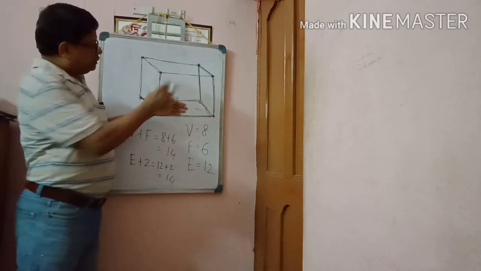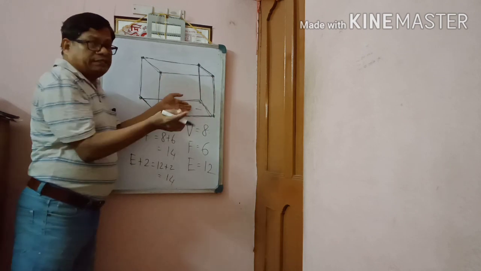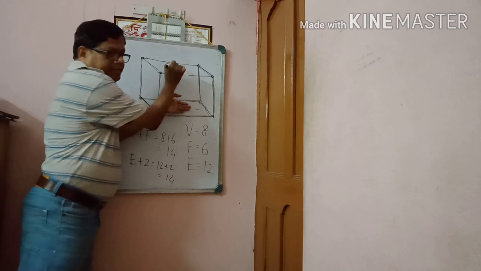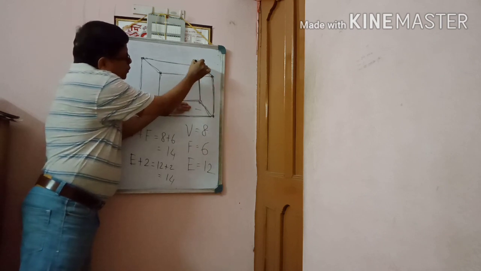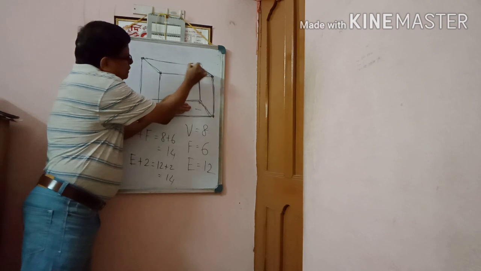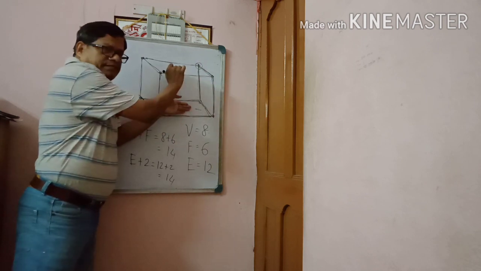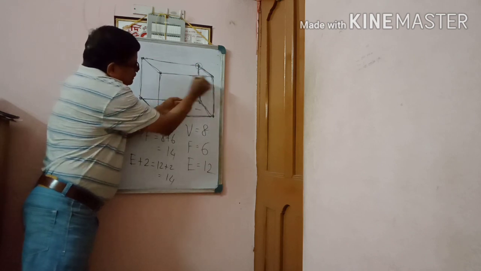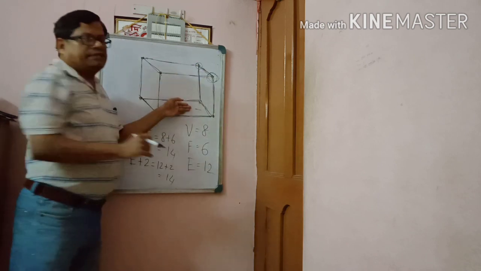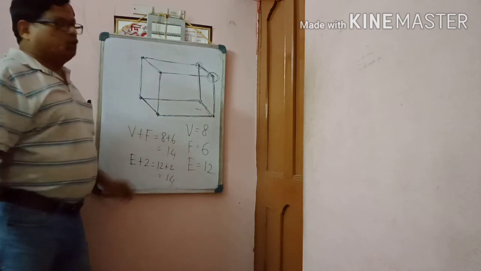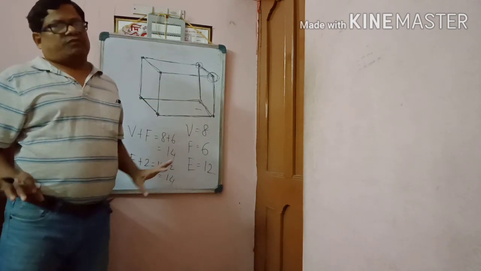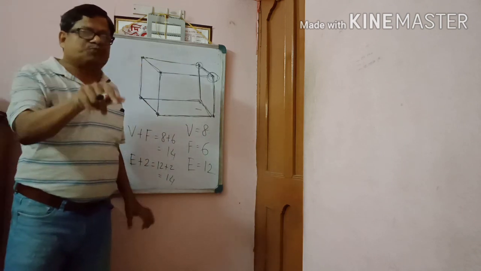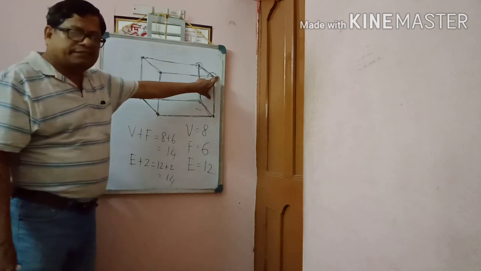When three or more edges meet in one point, intersect at one point, look here, if we consider this point, one edge here also intersects. Again, if we take this point, this edge and this edge intersect. So these are vertices. Three or more line segments meet in a point. This point is known as a vertex.